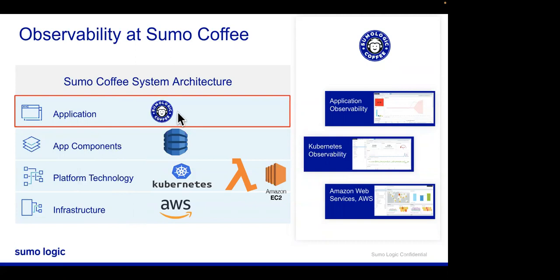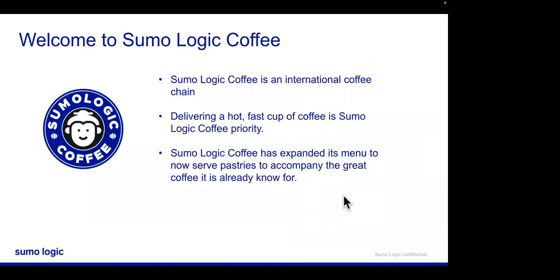And for the application in question, we're going to use the Sumo Logic Coffee app. Again, it provides a great cup of coffee. We'll talk about the steps that we go through with regards to this coffee process. But Sumo Logic's observability solution lets us see our infrastructure, lets us see our platform technology and that sort of thing. We can see our Kubernetes observability. We can see our AWS or Azure environments and things like that.